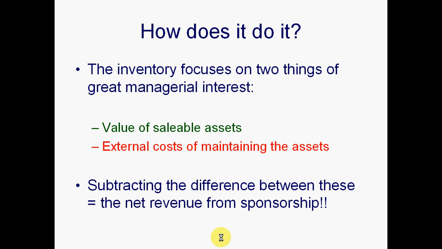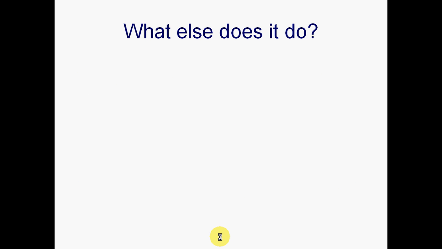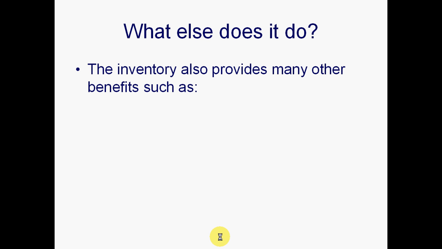So from these 2 pieces of information, if we subtract costs from value, it provides us with the net revenue the sponsorship will, or sponsorship in general, will produce to the event. This is important stuff for managers. We need to know what the net revenue generated from our activities is. That's not all it does though. It also produces many other positive benefits to events and sponsorship managers in particular.